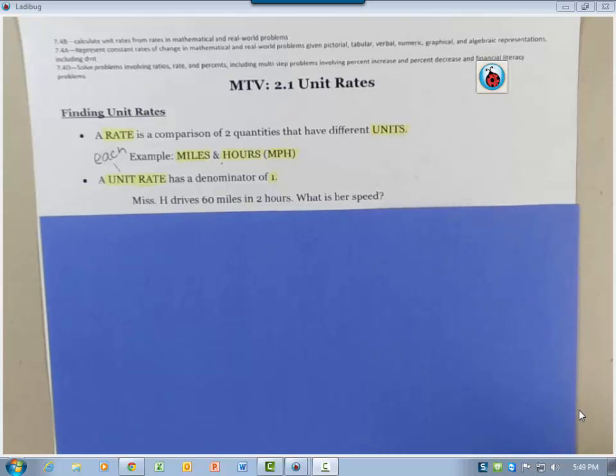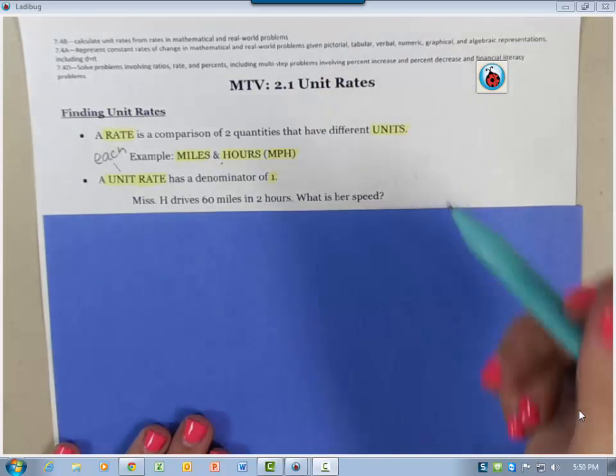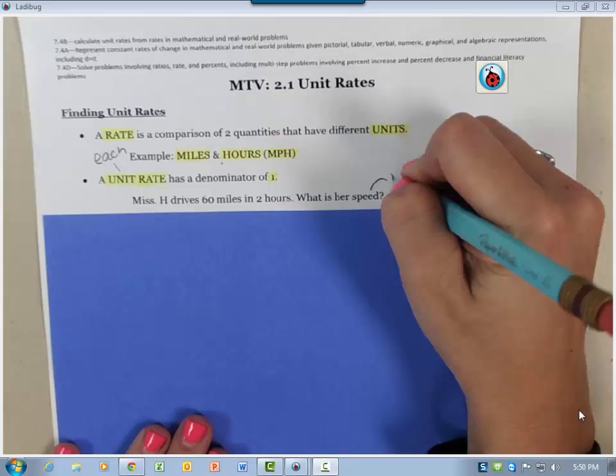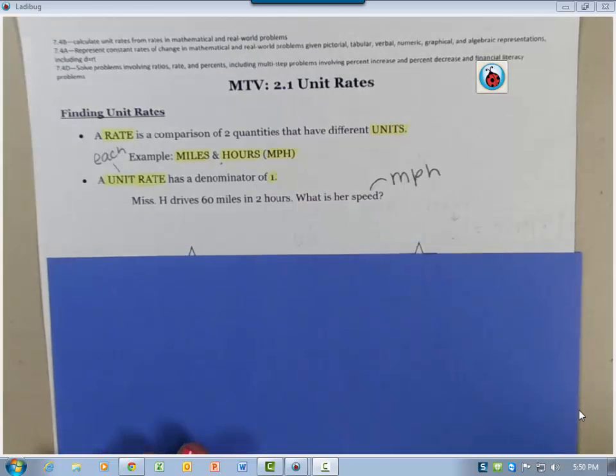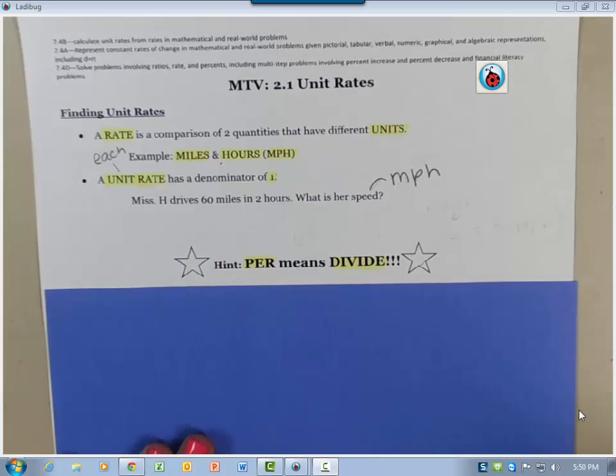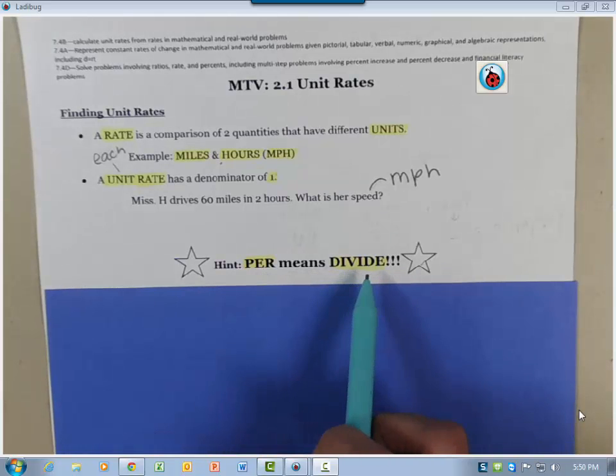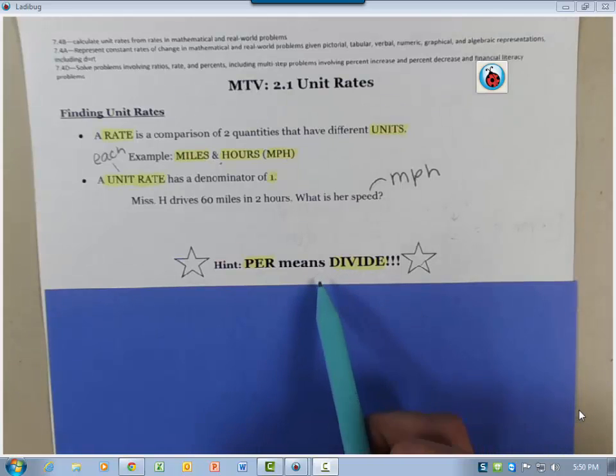Alright, well, let's look at this example real fast. Miss H, me, drives 60 miles in 2 hours. What is her speed? Well, if we're talking speed, if you're driving a car, you're not going to go feet per second, right? You're going to be talking about miles per hour. I'm going to give you a hint. Ready? Hint is per means to divide. You need to remember that per means to divide. If you forget it, you're going to be in bad luck. Okay? Per means to divide.